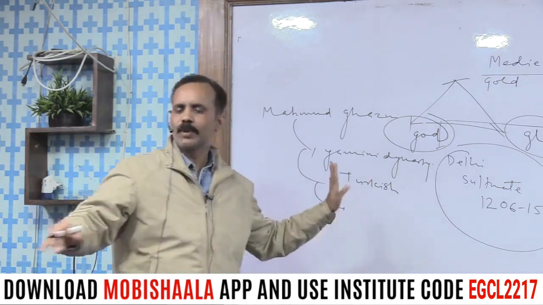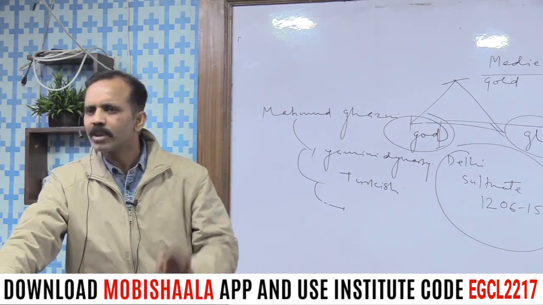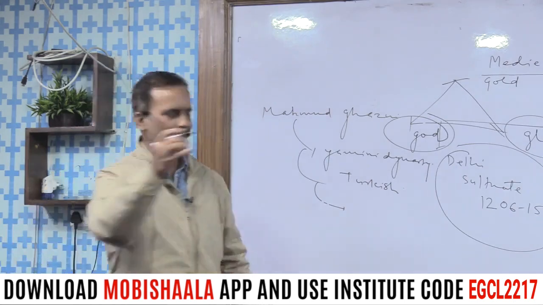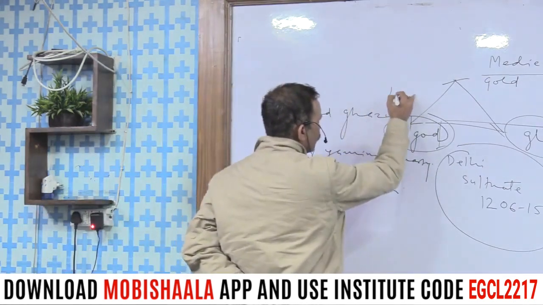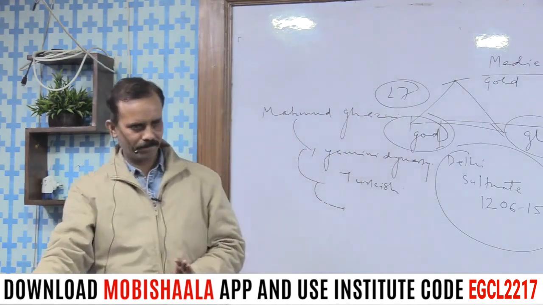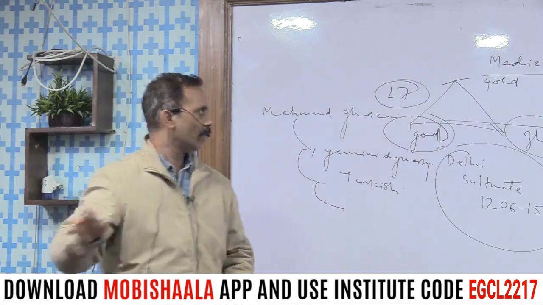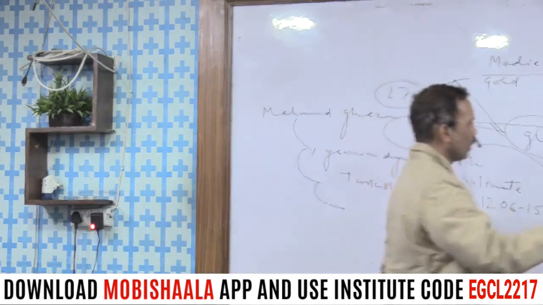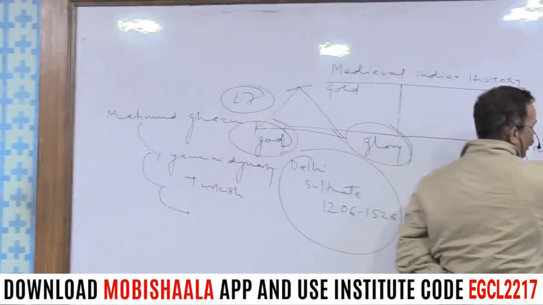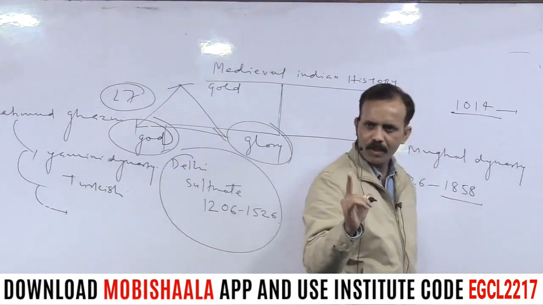It is said by historians that this man undertook 17 military expeditions towards India. But famous among them was number one, 1014 towards Thaneswar, Haryana region, Thaneswar.